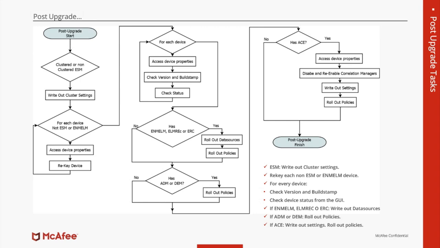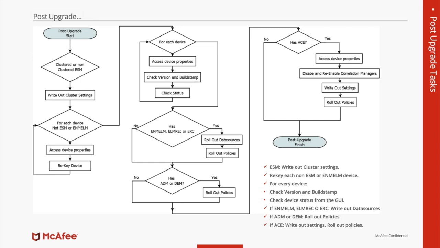After you're done with that, you basically just want to go into each device, access their device properties, check their version and build stamps, check their status. Are they okay? Are they not okay? Do we need to address them further? From there, go ahead and move on to rolling out your data sources. This is basically just going to reset those settings. So anything that is a receiver or a combo device with data sources, access those data sources in the settings, and then write those out and roll out policy.